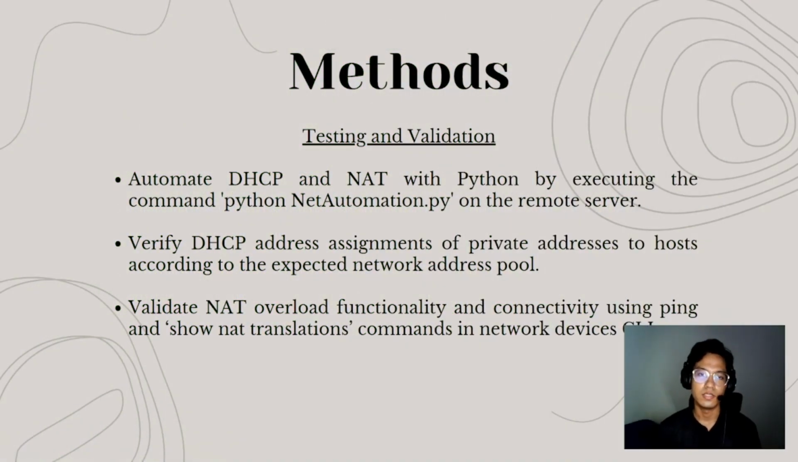The last method is testing and validation. The DHCP and NAT will be automated with Python by executing the command python netautomation.py on the remote server. DHCP address assignments of private addresses to hosts will be verified according to the expected network address pool. NAT overload functionality and connectivity will be validated using ping and the show NAT translation command in the network devices CLI.